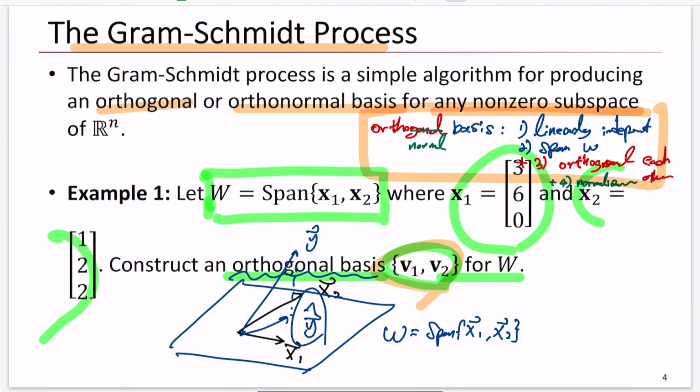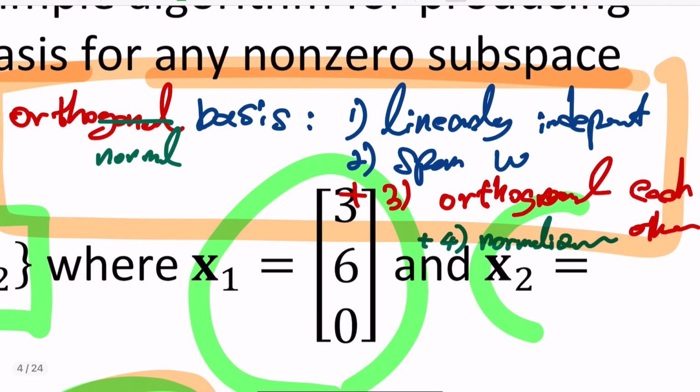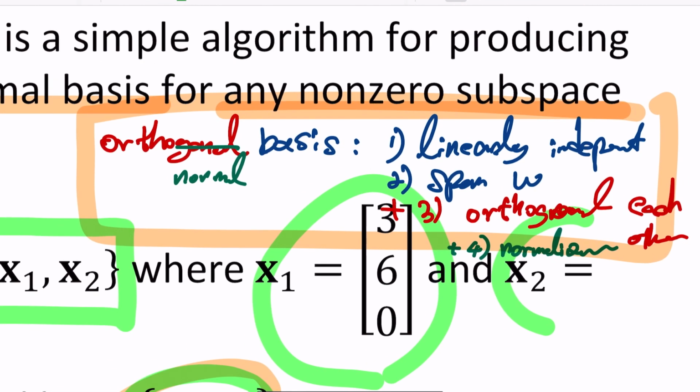The goal of the Gram-Schmidt process was to produce an orthogonal or orthonormal basis for a non-zero subspace of R^n. So what was the orthogonal basis? For a basis, the set of vectors should be linearly independent and span the subspace W. To be orthogonal, we require one more constraint: the vectors are orthogonal to each other. Orthonormal means each vector is normalized to one.